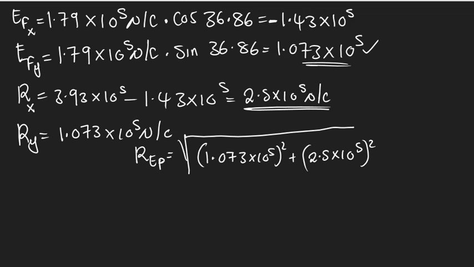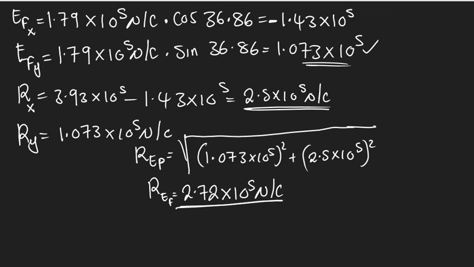Okay, let's see what we are going to get. So this answer power 2 plus 1.07 multiplied by 10 to the power 5, then power 2. Then we find the square root. Okay, so when I get the square root, I'm getting something like the resultant electric field, 1, 2, 3, 4, 5. 2.7 multiplied by 10 to the power. It's 2.72. I'm getting 2.72 multiplied by 10 to the power 5 Newton per coulomb.